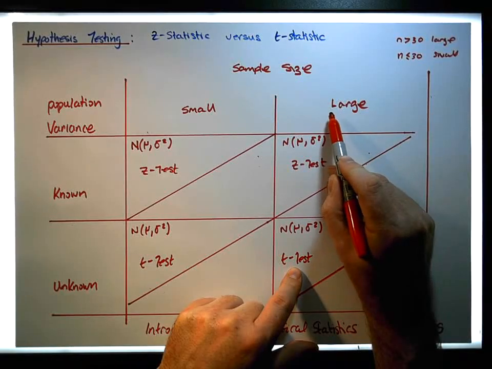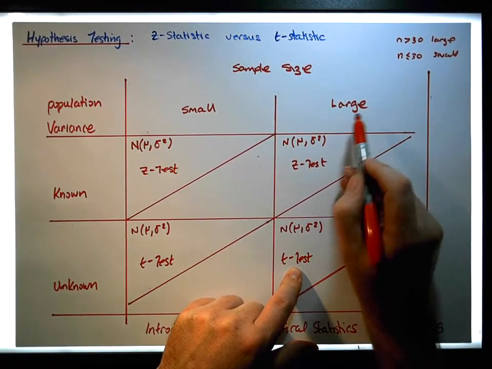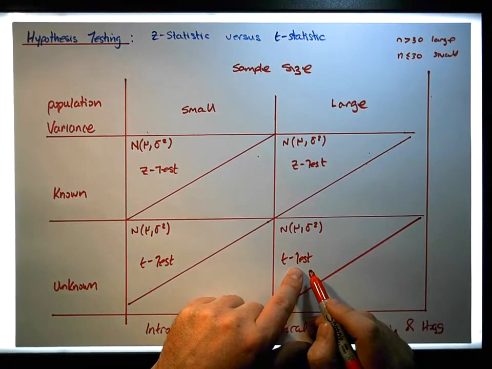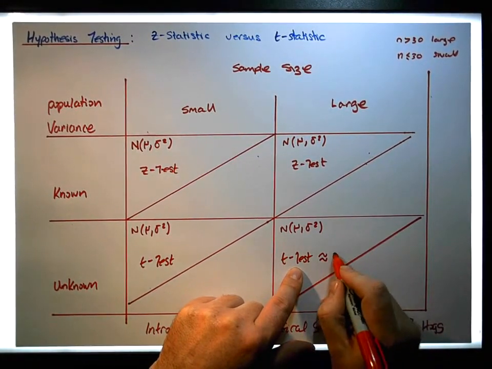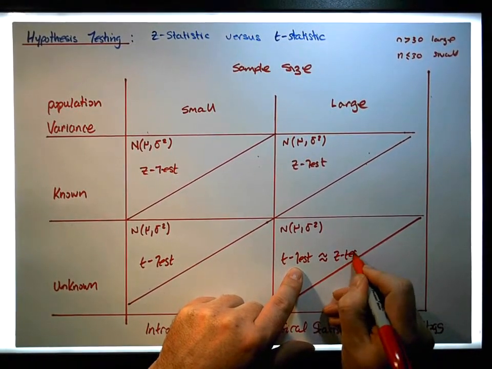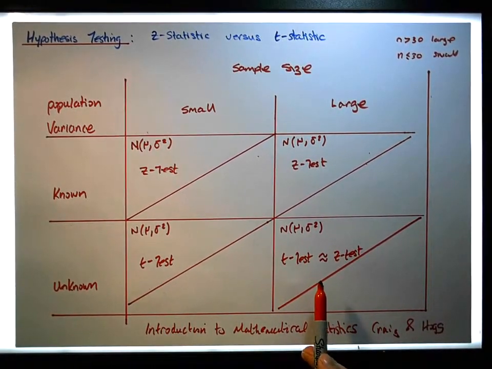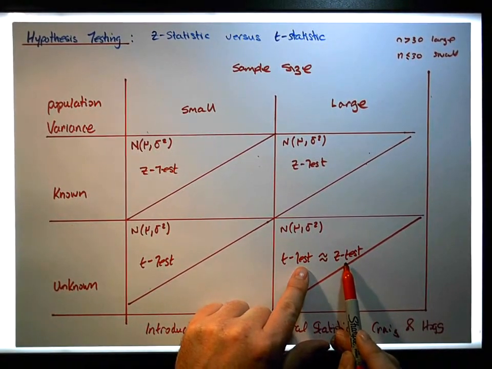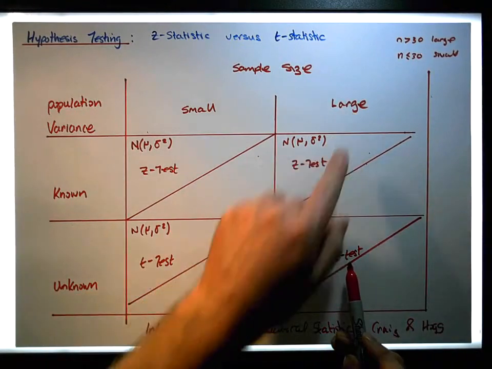As the sample size tends to infinity, the sampling distribution of the sample mean tends to normality. So actually this can also be approximated using a Z-test and the Z distribution. The key point here is that we've got two possible tests that we can use when the population variance is unknown and the samples are large.